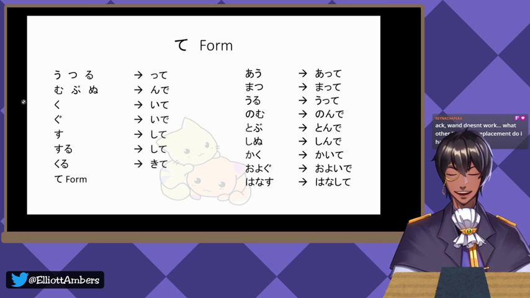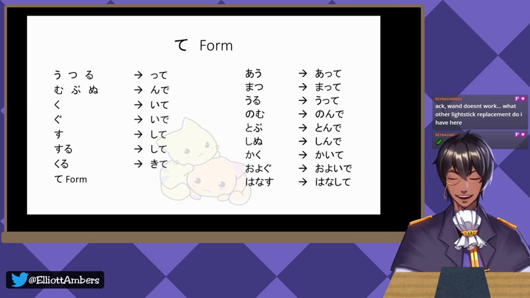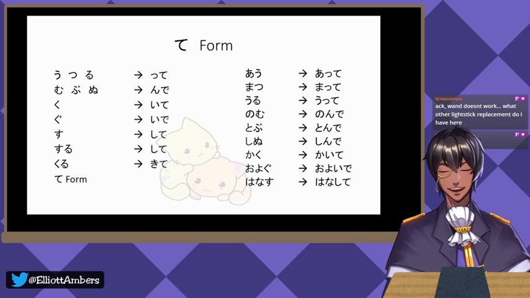What other light stick replacement do you have? Are those cucumbers? And that is the te form song.